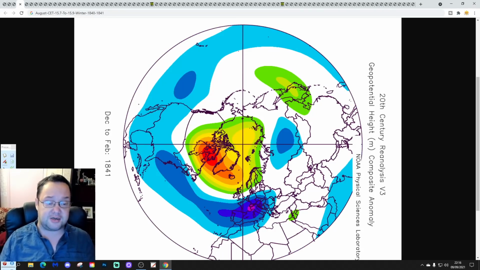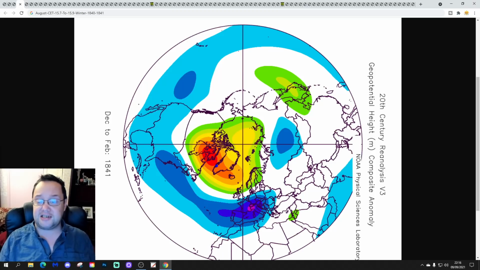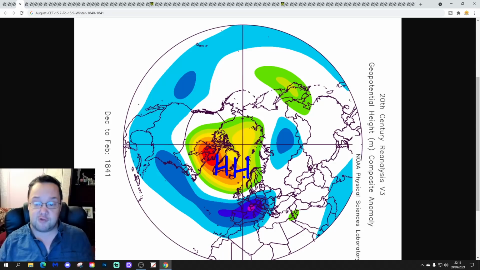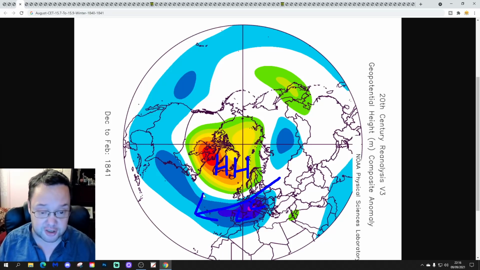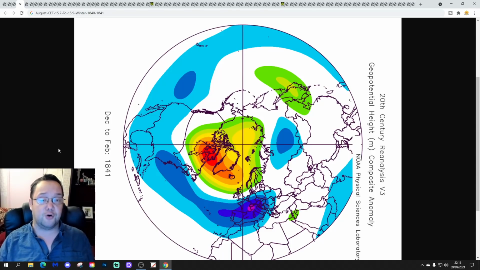Another cold winter signal here for 1840-1841. Masses of northern blocking within the high latitudes, particularly focused around Greenland, Iceland. Deep trough of low pressure across West Europe, winds in from an east or northeast direction. That looks like it would be a solidly cold winter for 1840-1841. It does follow an August with a CT range of 15.7 to 15.9.